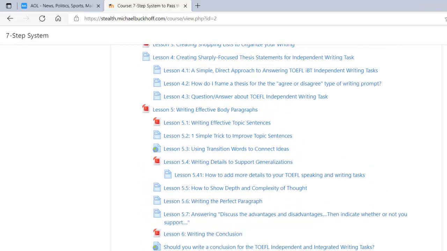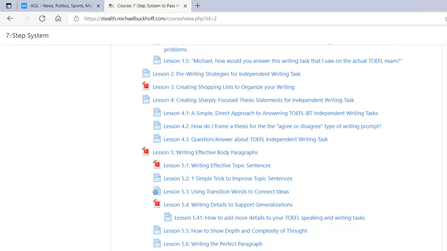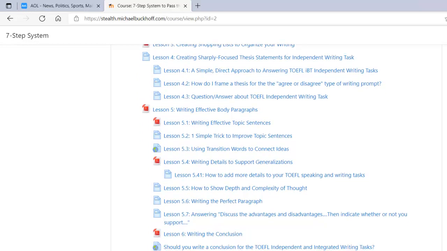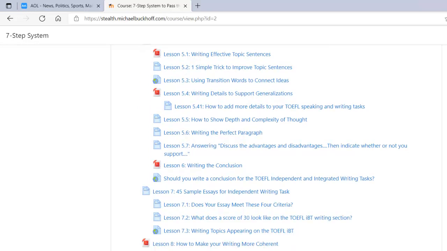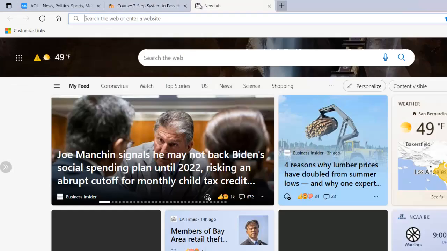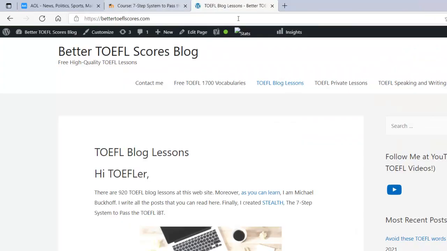And looking at the writing, let me see if there's anything in here I think you need to take a look at. I think overall you're definitely moving in the right direction. So in this case, you might look at lesson 5.6, writing the perfect paragraph. I think that might be a good lesson for you right now. And then one more, if you go over to my blog at Better TOEFL Scores, I'm going to show you a couple of things I think are going to be helpful for you right now.